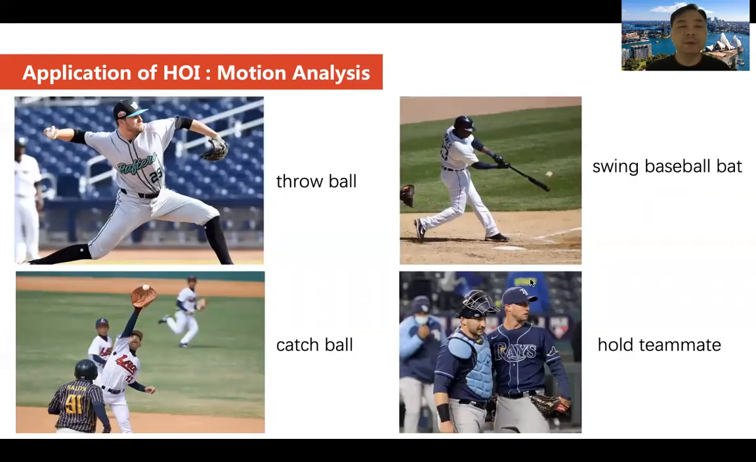HOI can also be applied to player motion analysis. In the sports field, there are many interactions between player and the ball. For example, throw the ball, catch the ball, swing baseball bat, strike the ball, hold teammate, and so on.